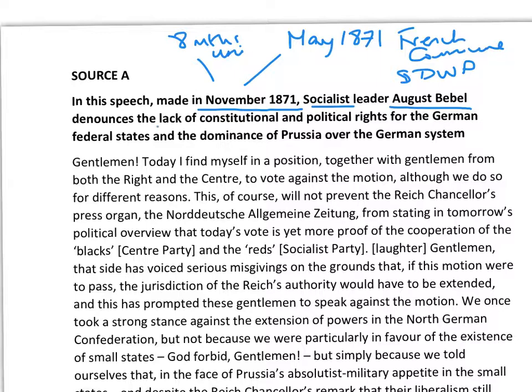Now, you're told that he's denouncing the lack of constitutional and political rights for the German federal states. You're given little clues. You're told that he's criticising the way Prussia dominated the system. Use that information, but don't go overboard. It's important to use it, to show the examiner you're aware of that in the answer. The weaker candidates will just keep repeating that point over and over again. Clearly, that is a prompt for you, but you've got to do much more than that.